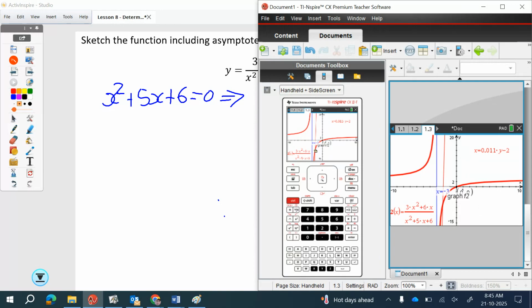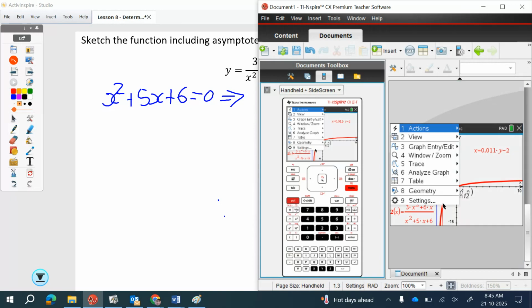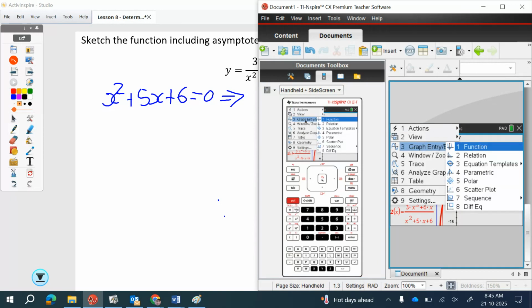Sure, how did you get that minus? So menu, graph entry mode, and change to relation instead of function. This lets us put in an x equals type relation.